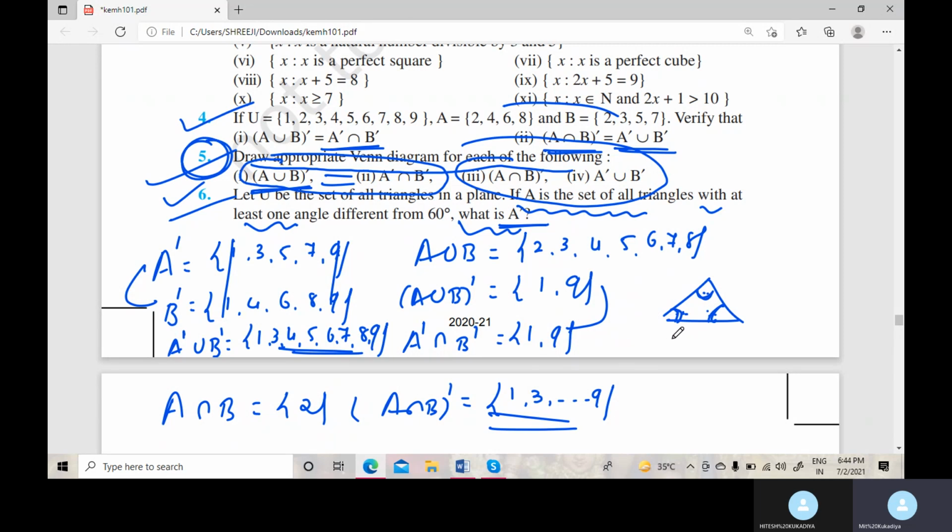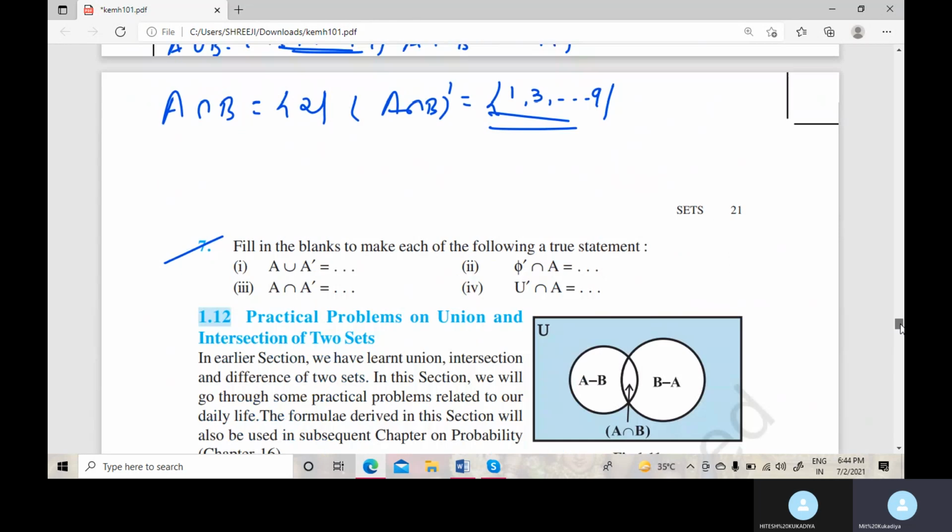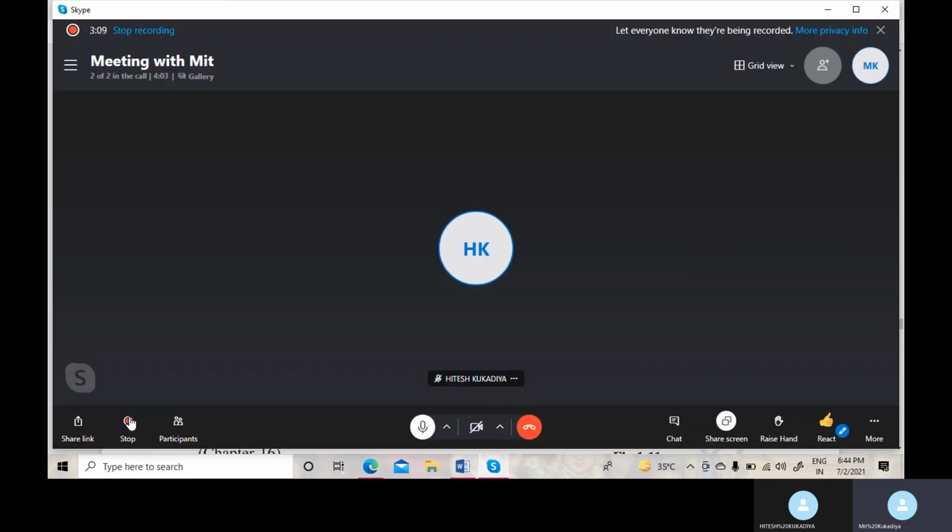So student, here we complete the topic of complement of a set. In the next lecture we start practical problems on union and intersection of two sets. Is that clear, student? So here we complete the lecture. Thank you very much.